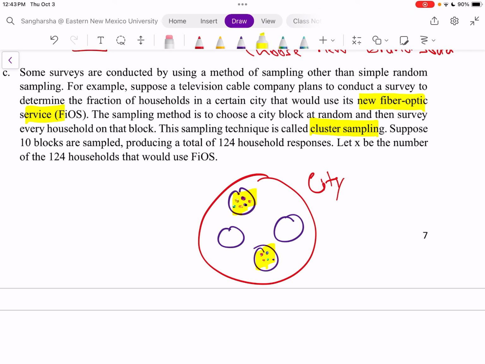Suppose 10 blocks are sampled, producing 124 household responses. So they went to 10 different residential areas, and they have 124 household responses. Let X be the number of the 124 households that would use FIOS, which is the new fiber optic service. Now, is X a binomial random variable?